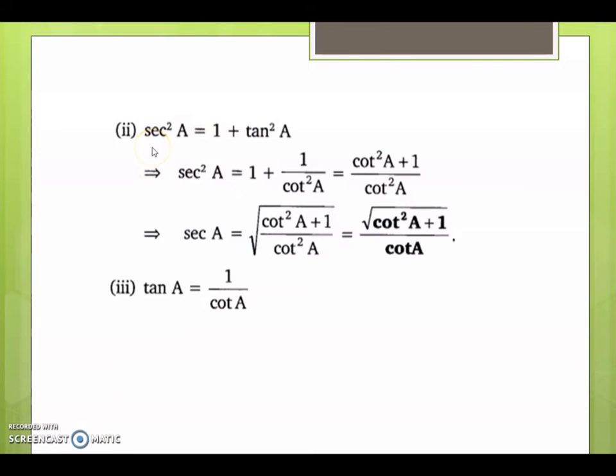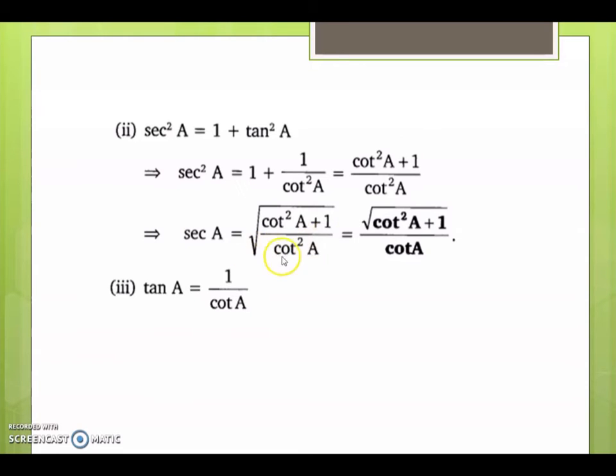For expressing sec A in terms of cot A, I will be using the identity sec square A is equal to 1 plus tan square A, and tan I can easily express in terms of cot as 1 by cot A. Then second step, I will write tan square A as 1 by cot square A. So 1 plus 1 by cot square A, here I have taken the LCM. So cot square A plus 1 divided by cot square A. And then take the square root on both sides. So sec A will be the square root of cot square A plus 1 divided by cot square A.